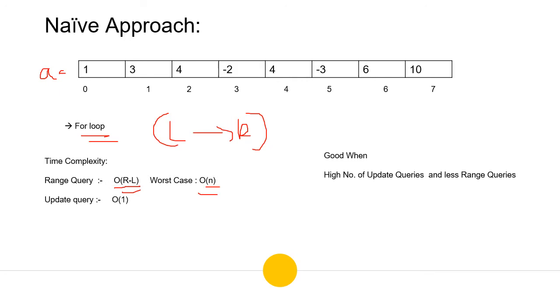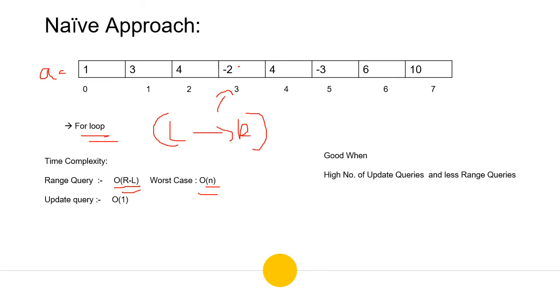Update query can be done in a much faster way, as if we have to update the element at the third index, we go to that index particularly and we change it. So this can be done in O of 1. This approach is good when there are a lot of update queries and we have a small number of range queries, but this won't work fine when we have a large number of range queries.